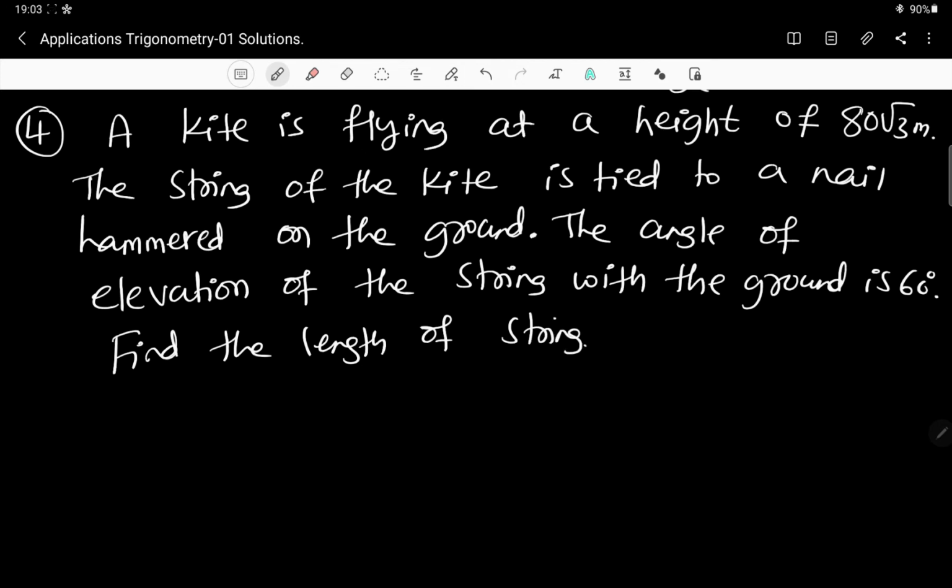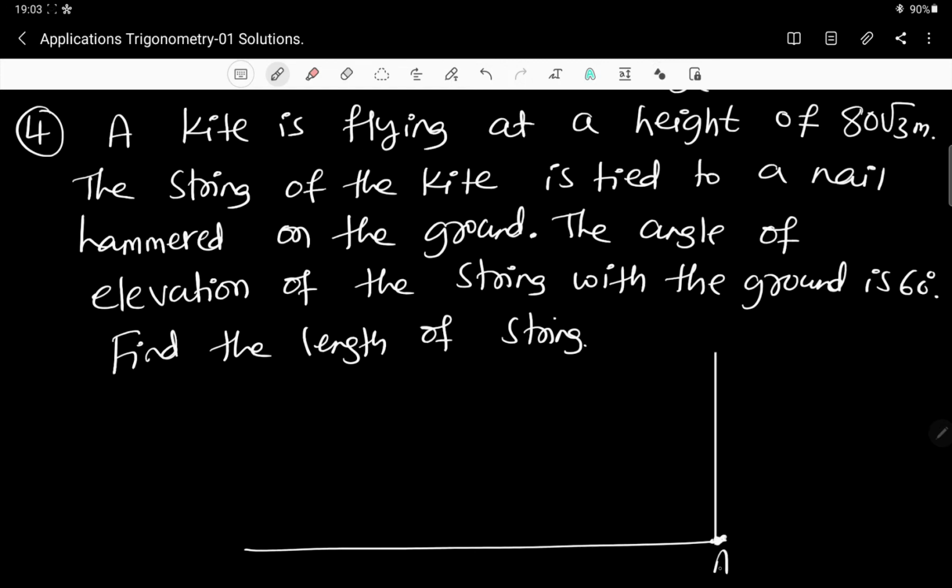Look at this question. What is this question? Let us try to understand this. A kite is flying at a height of 80 root 3 meter. That means there is a kite here. Here is the ground. Let us take this as the ground. Now there is a kite here which is flying at a height of 80 root 3 meter.